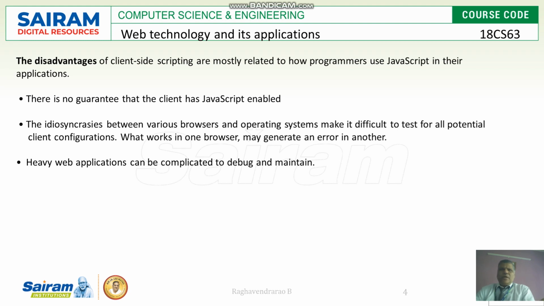What happens basically is that some browsers work, and some do not. The same program works in some browsers and gives an error in others. This problem is there. And one more important thing is that heavy web applications can be complicated to debug and maintain. Always it is going to be true. If more applications and more programs are there, any mistake is very difficult to trace. That is the disadvantage of JavaScript.